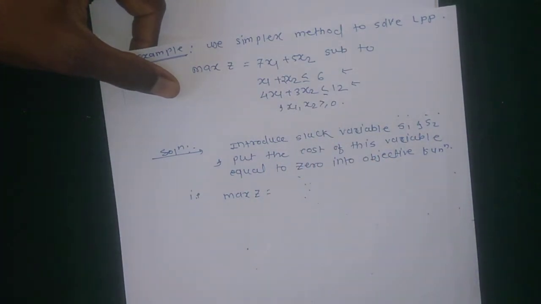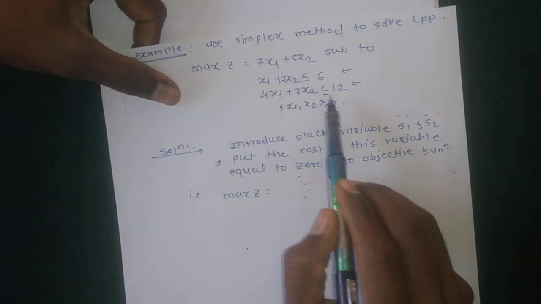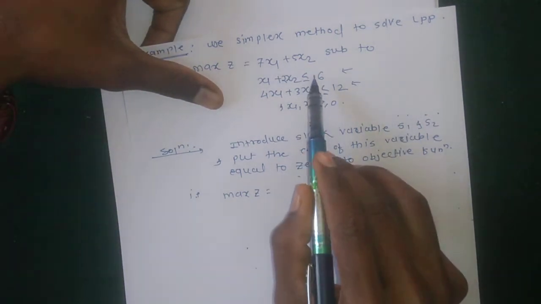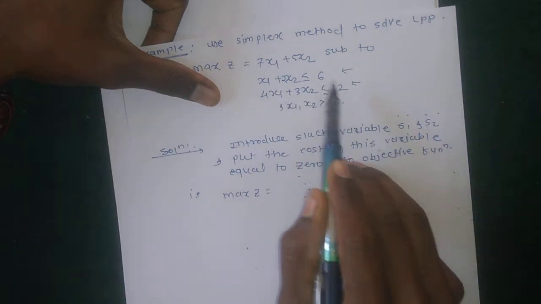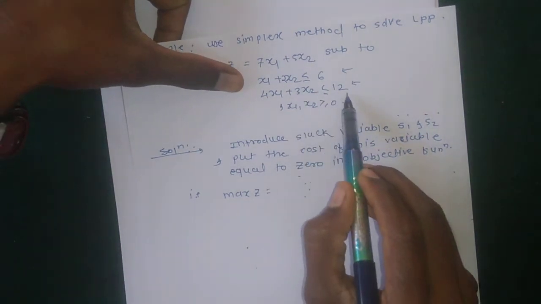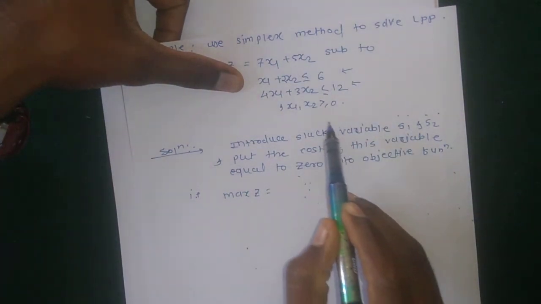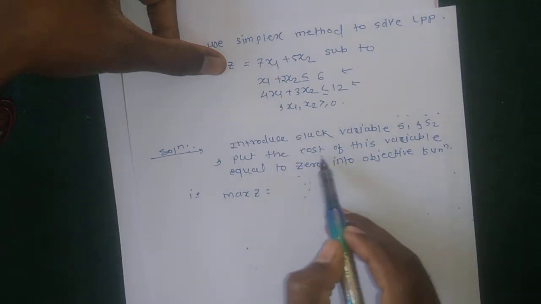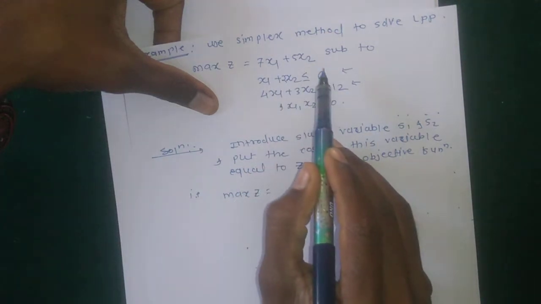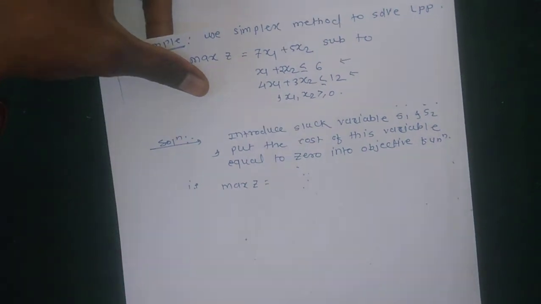Now to add slack variable and surplus variable: no constraint is greater than or equal type, all constraints are less than or equal type, so add only slack variables. x1 plus 2x2 plus s1 is equal to 6. Similarly add slack variable in the next constraint, and put the cost of s1 and s2 in the objective function as 0. That is 7x1 plus 5x2 plus 0s1 plus 0s2.